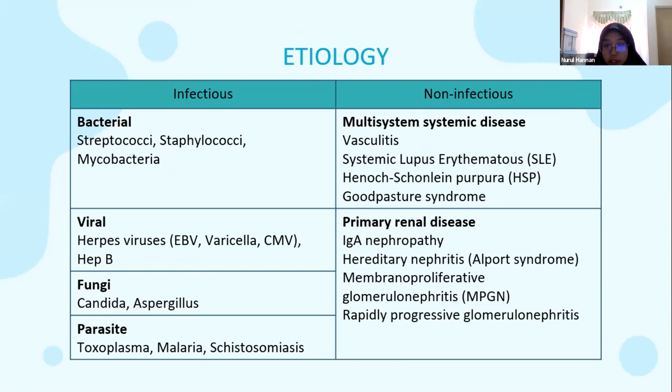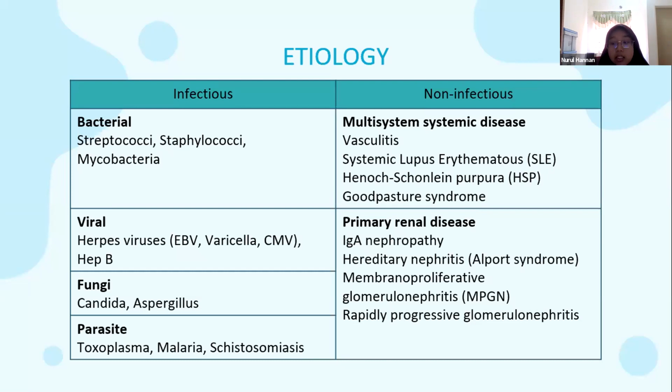For the non-infectious causes, glomerulonephritis can be due to multi-system systemic diseases such as vasculitis, systemic lupus erythematosus (SLE), Henoch-Schonlein purpura (HSP), also known as IgA vasculitis, and also Goodpasture syndrome. While for other causes, glomerulonephritis can also be due to primary renal disease, such as IgA nephropathy, hereditary nephritis or Alport syndrome, membranoproliferative glomerulonephritis, and also rapidly progressive glomerulonephritis.